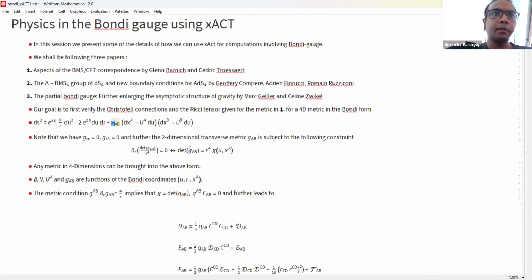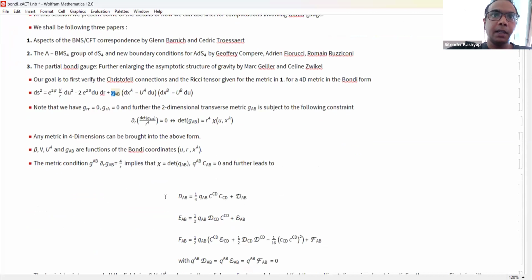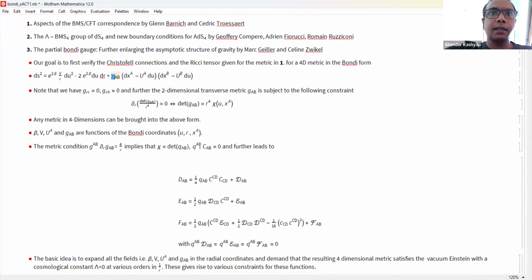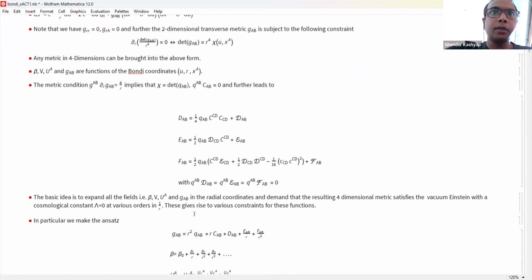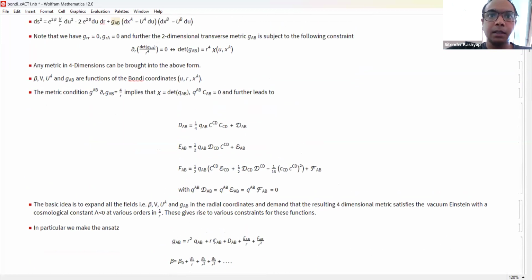Further, this additional metric condition essentially implies that CAB. Okay, I think I see. So here I should mention that this GAB can be readily expanded, and the determinant condition on GAB then forces certain relations among these objects D, E, F, and these are all rewritable in terms of C and E, etc.